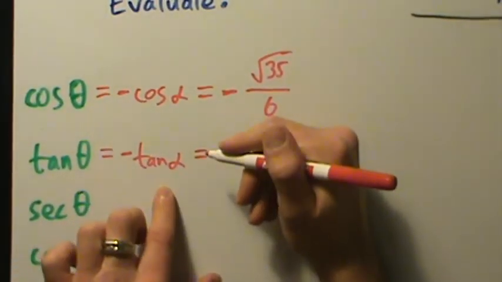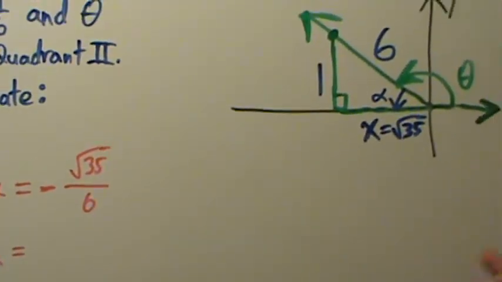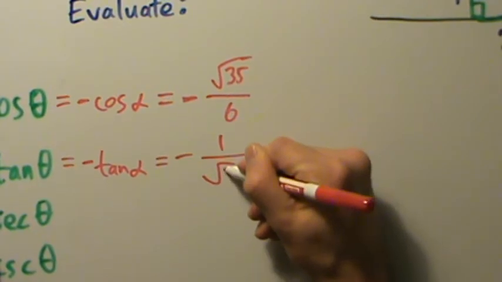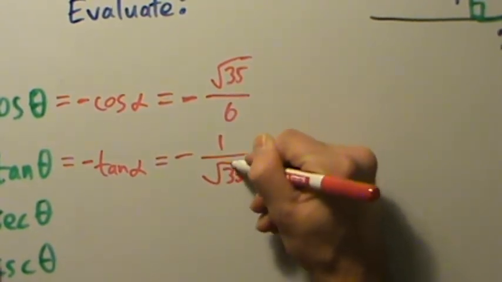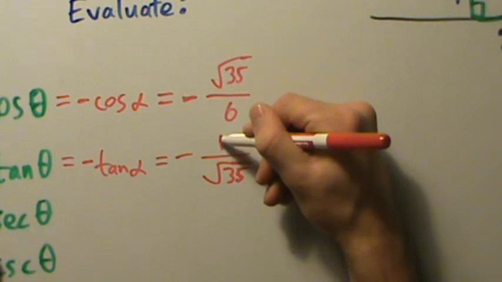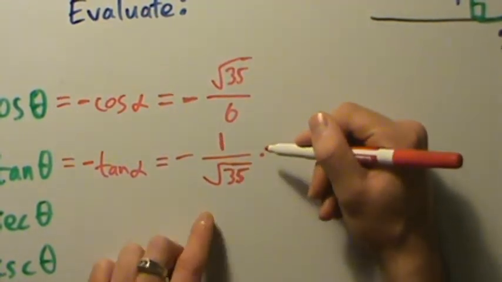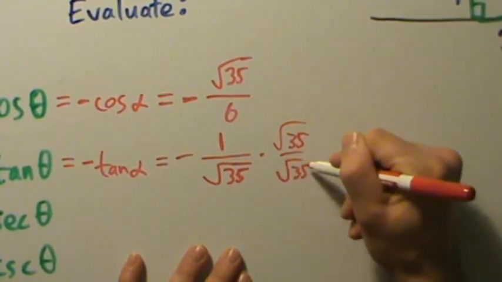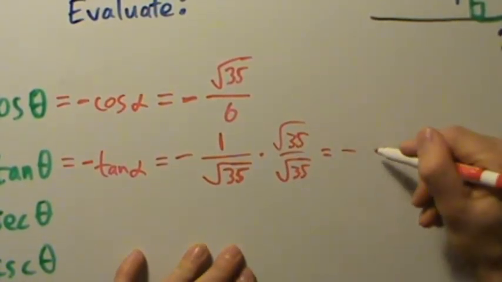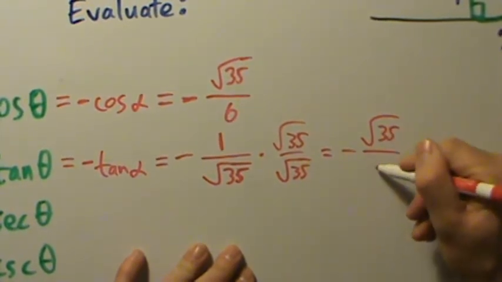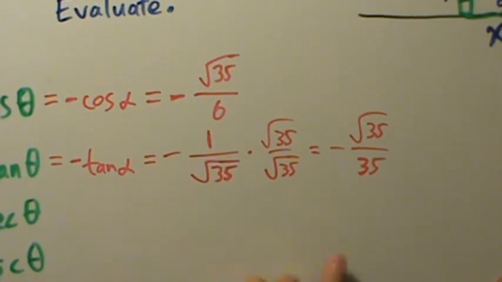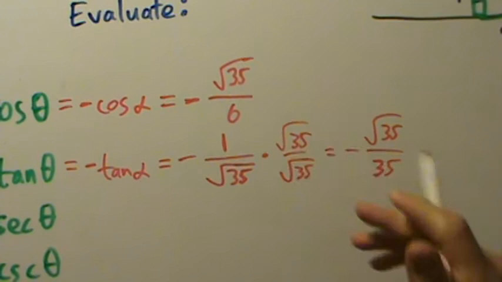So negative tangent of alpha, and we said earlier tangent of alpha is 1 over root 35, so this is negative 1 over root 35. If you were one of my students, that's a perfectly acceptable answer, but if you're not allowed to have roots in the denominator for some crazy reason, you could rationalize. Then you could say that's just negative root 35 over 35, which I don't believe is more simplified than negative 1 over root 35, but oh well, sometimes you gotta do what you gotta do.